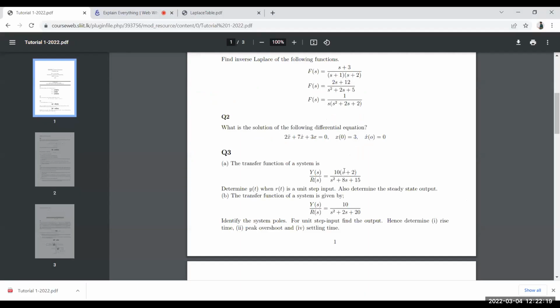Part B is a different transfer function of the same system. It's a different one. The numerator is changed to plus 2, and the denominator is changed. Here we have to identify the system poles, for a unit step input find the output. Then determine rise time, peak overshoot, and settling time.